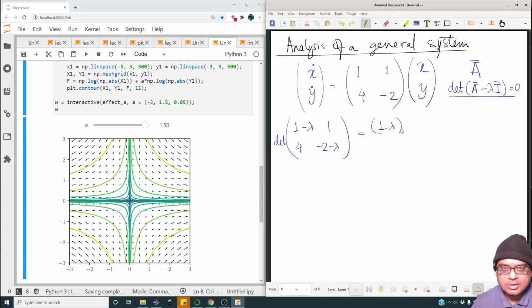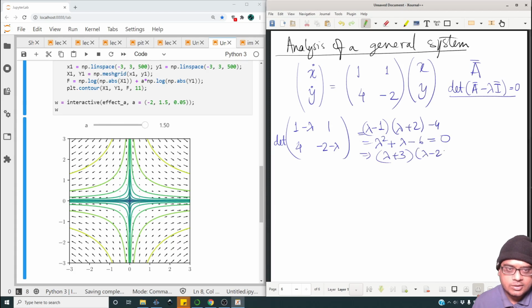So (1 minus lambda) times (minus 2 minus lambda) minus 4. So what is this going to be? Lambda minus 1 times lambda plus 2 minus 4, so lambda square plus lambda minus 6 equal to 0, which implies lambda plus 3 times lambda minus 2 equal to 0. So lambda equal to minus 3 and lambda equal to 2.